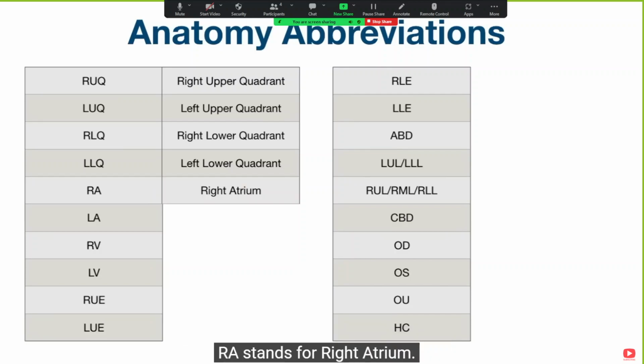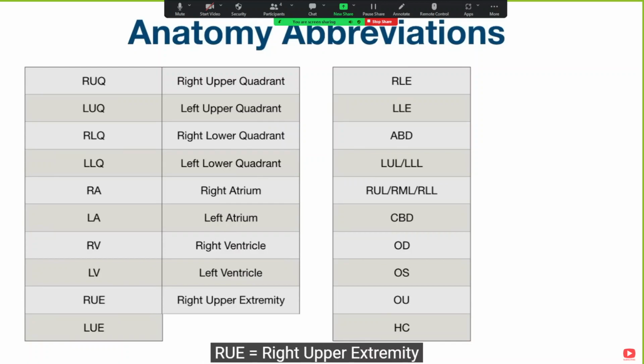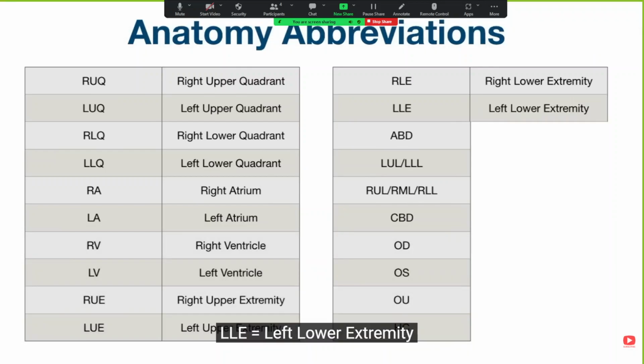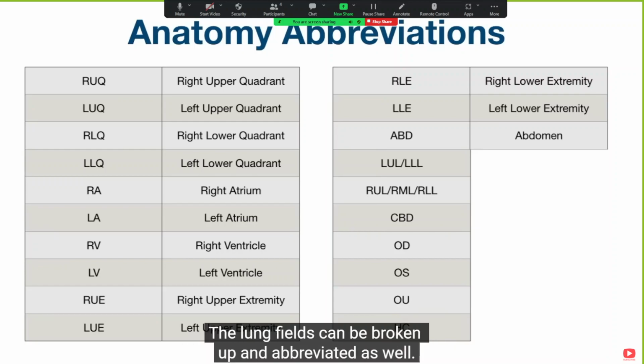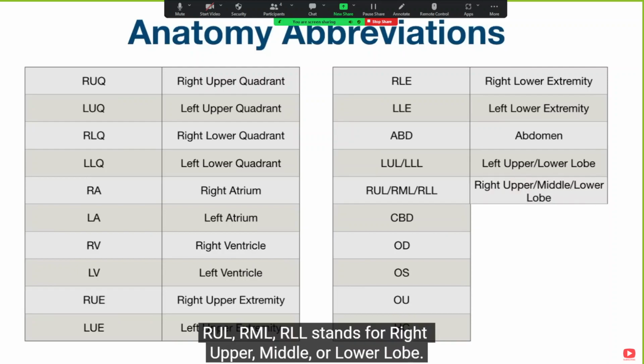RA stands for right atrium, LA, left atrium, RV, right ventricle, LV, left ventricle. And as we move to the extremities, RUE, right upper extremity, LUE, left upper extremity, RLE, right lower extremity, LLE, left lower extremity. And then going back to the abdomen, ABD stands for abdomen. The lung fields can be broken up and abbreviated as well. LUL or LLL stands for left upper or lower lobe. RUL, RML, RLL stands for right upper, middle, or lower lobe.